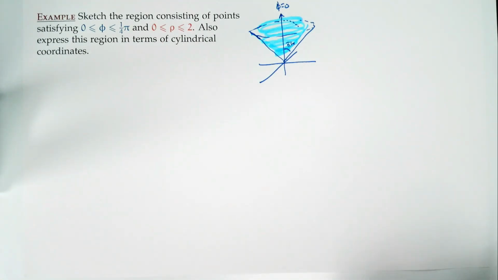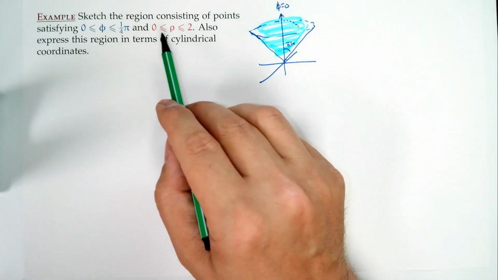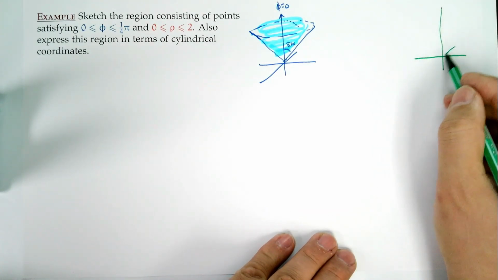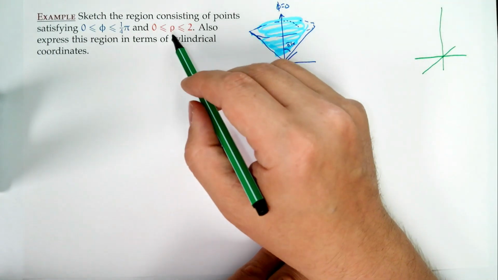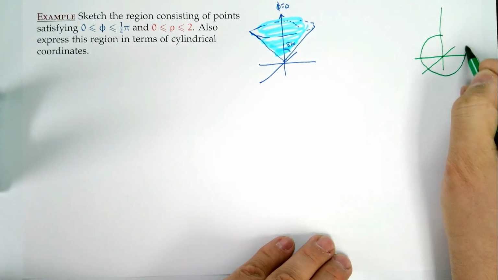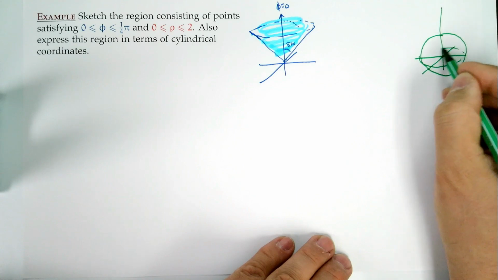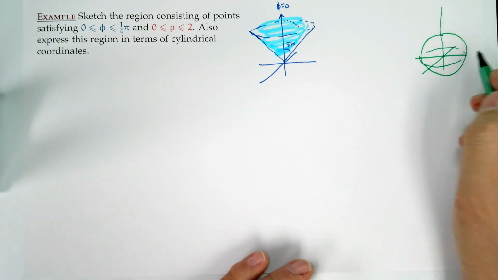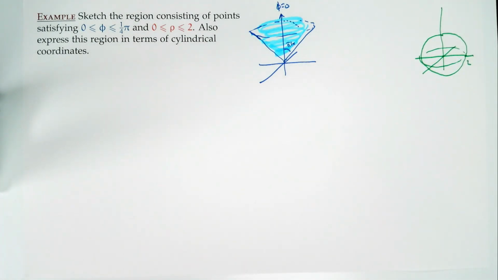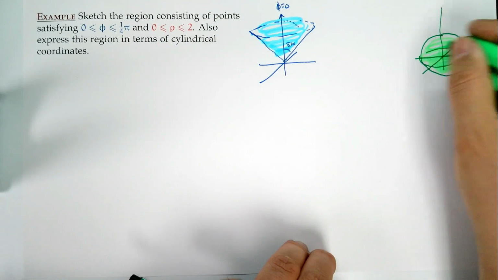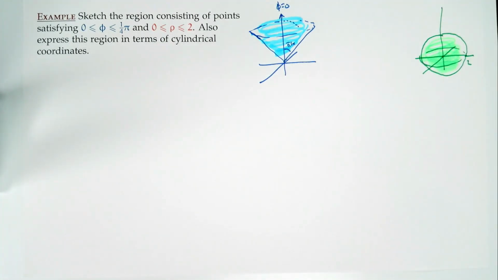Well, all right, but that's not the full answer. Because remember, we also have a second condition. 0 less than or equal to rho less than or equal to 2. So what does that look like? Well, that says the following. The rho, that's our distance to the center. So the center being the origin. So I want to go out, and I want to be distance 2 away. As long as my distance to the center is at most 2, I'm good to go. All right, so what do we have? Well, that's going to be a sphere. In fact, it's a solid sphere because we want to be from 0 all the way out to 2.